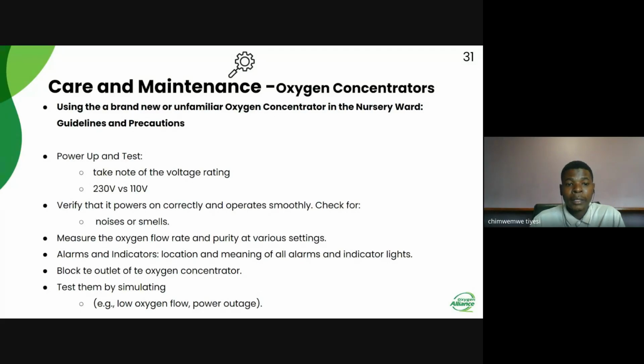Another thing is, if you have a 110 volts oxygen concentrator and you are in a country where you have a 230 to 240 volts power supply, you need to have a step-down transformer. However, you should take note that the step-down transformer will still work at the same frequency as your power supply, not at the 60 hertz that the 110 volts requires. So this may actually lead to performance issues.